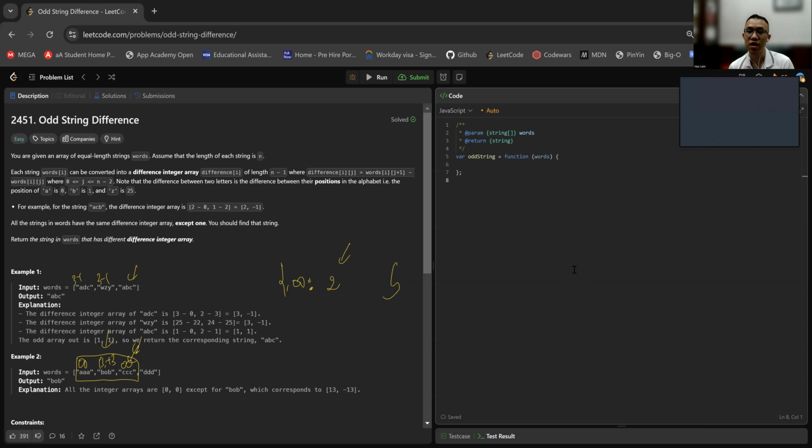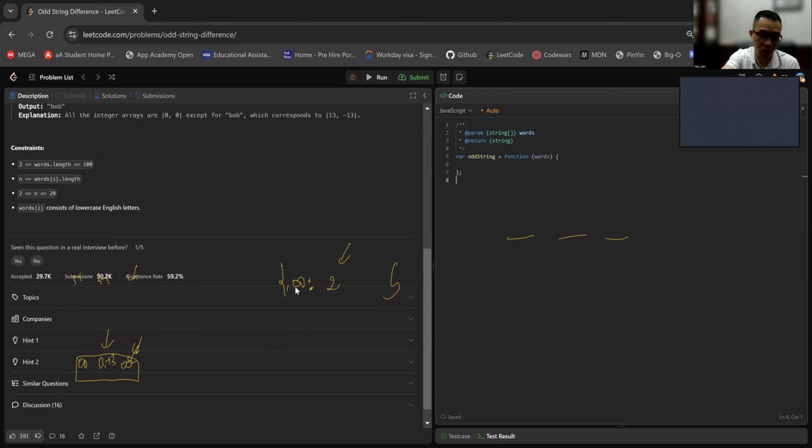So we only need to keep track of the first word and the second word, and also the count of each difference. In other words, the common sense is that to figure out the difference, we need at least three elements to know which one is the majority and which one is the odd one out. And we know that we will always have at least three words.